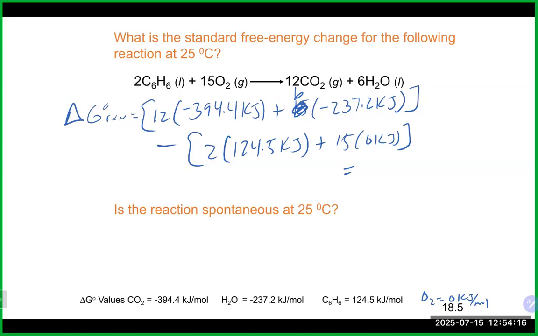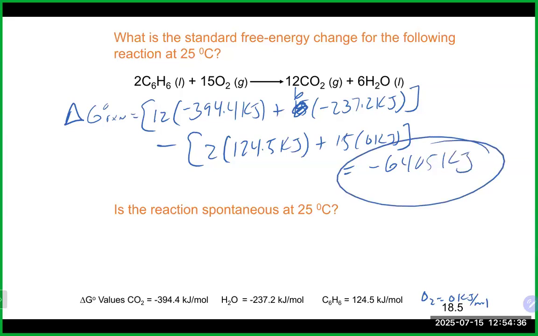And that's going to get us here: 12 times minus 394.4 plus 6 times negative 237.2 minus 2 times 124.5, about negative 6405 kilojoules. First off, any questions on the calculation there? That is a negative value here. So delta G is negative, which means this reaction should be spontaneous the way it is written. Any questions?